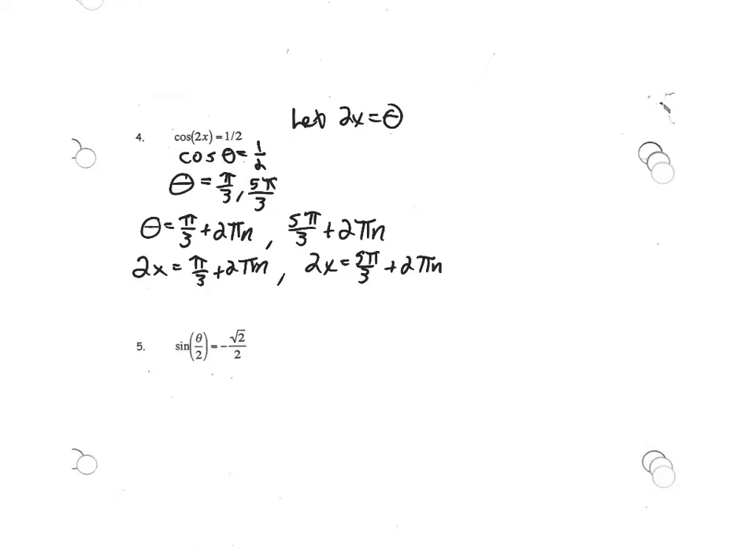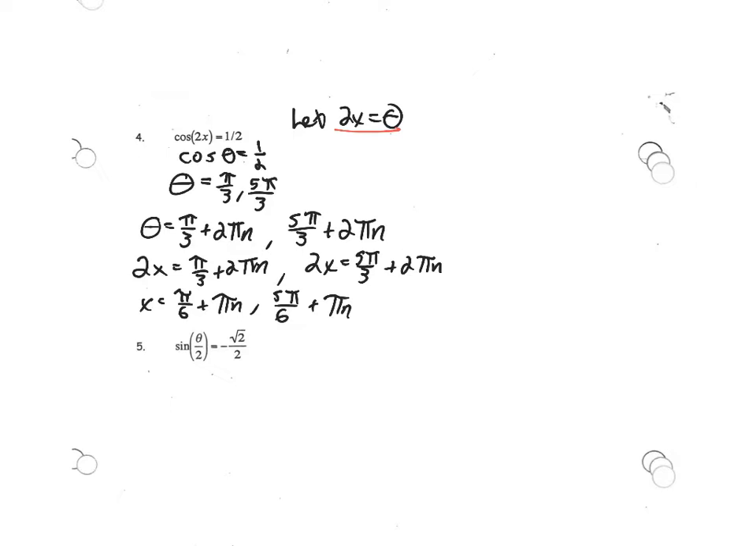So we need to divide both sides by 2, meaning we have to divide everything on the right side by 2, which gives us x equals pi over 6 plus pi n, and also 5 pi over 6 plus pi n. Okay, so notice what we did. We started by substituting in whatever is inside that parentheses, just substitute in theta, solved for theta, and then substituted back out theta for what we originally substituted in.